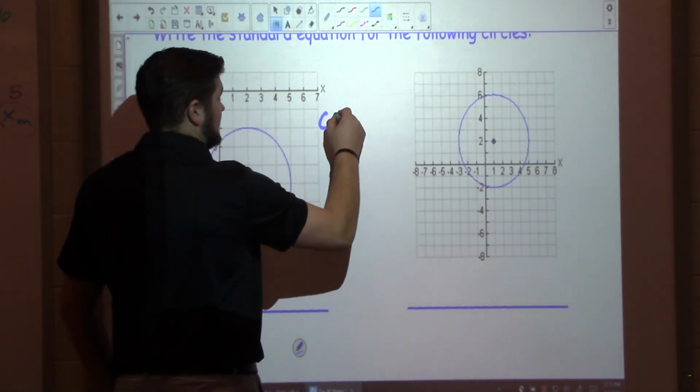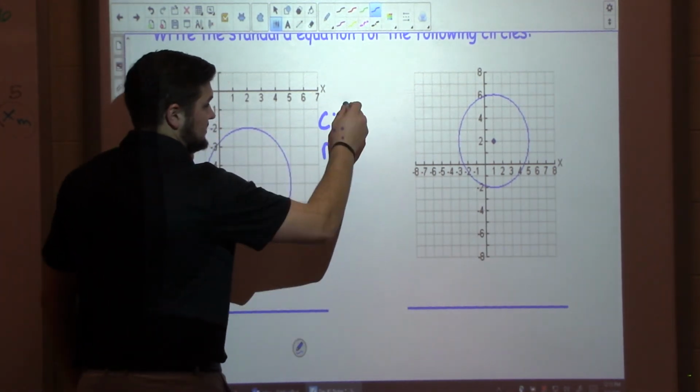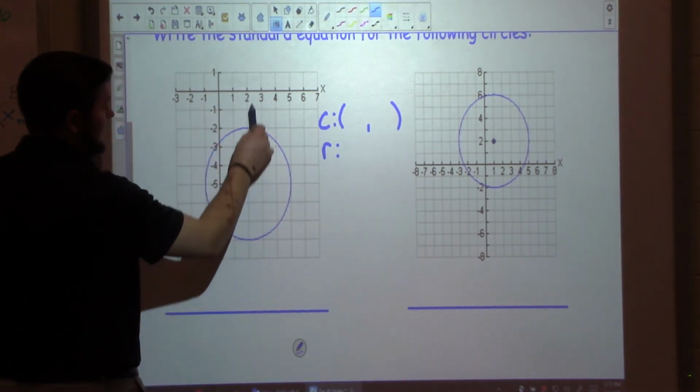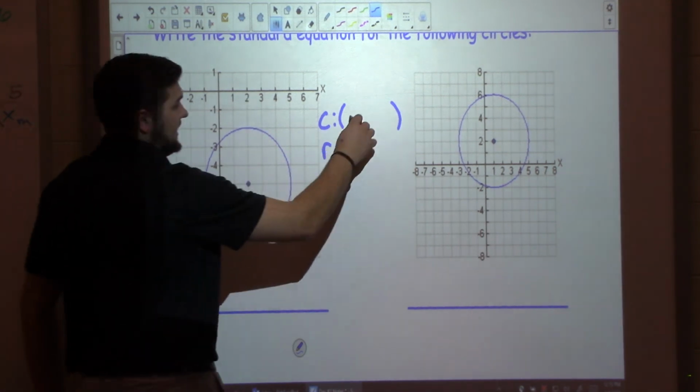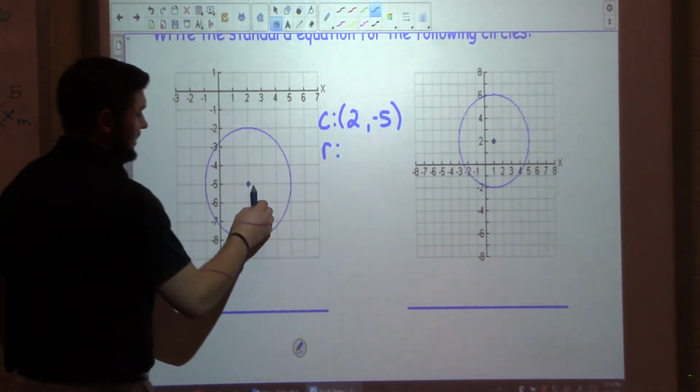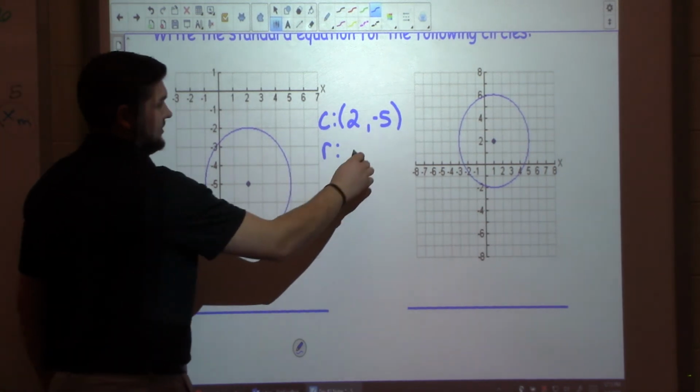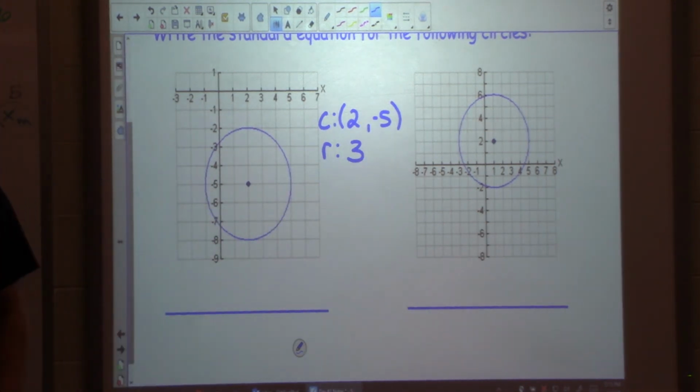So I'm going to look at my circle. I'm going to find my center. And I'm going to find my radius. My center is located at 2, -5. My radius, I'm just going to count. 1, 2, 3. And I'm just going to write my equation.